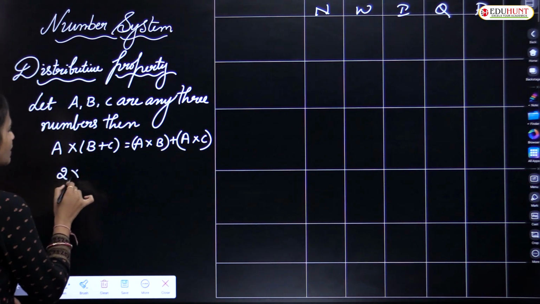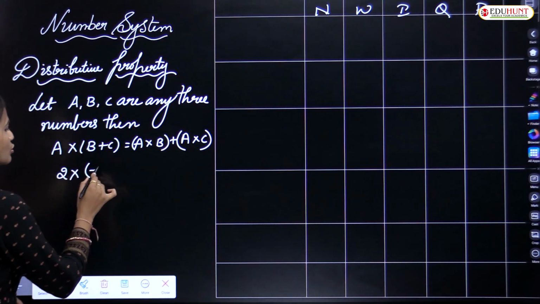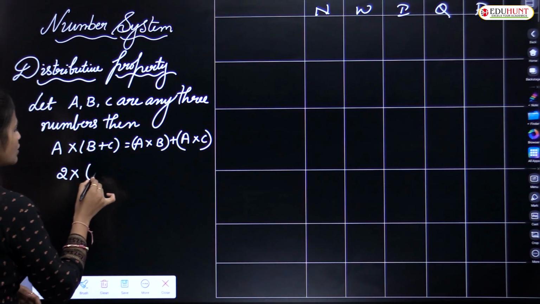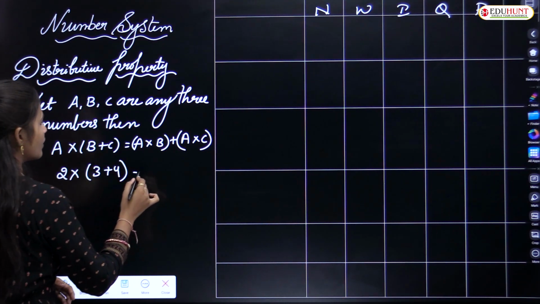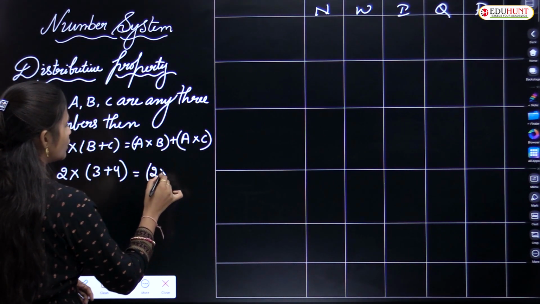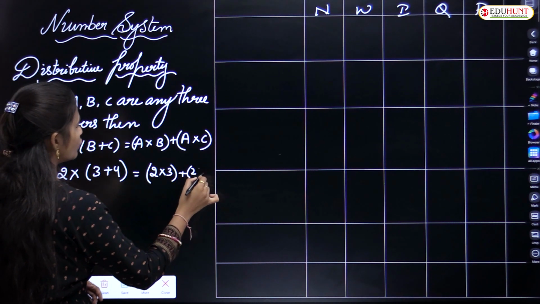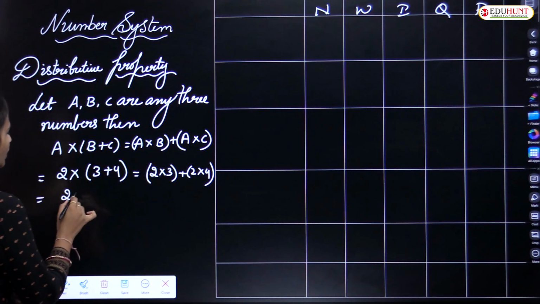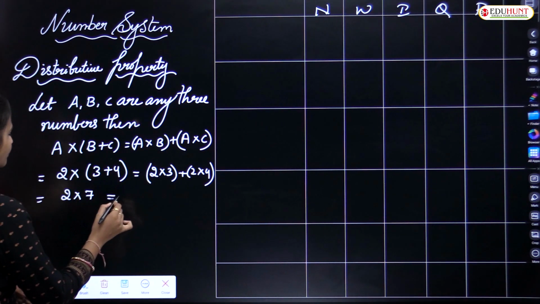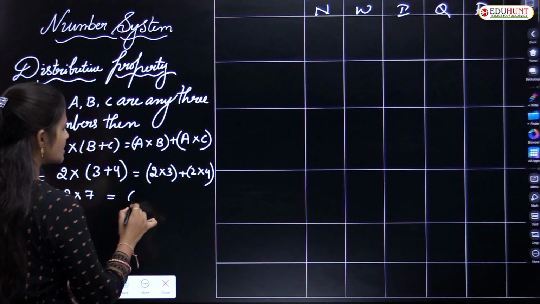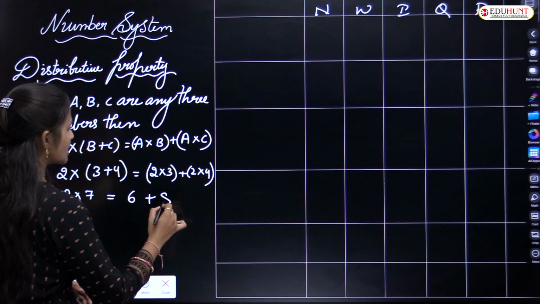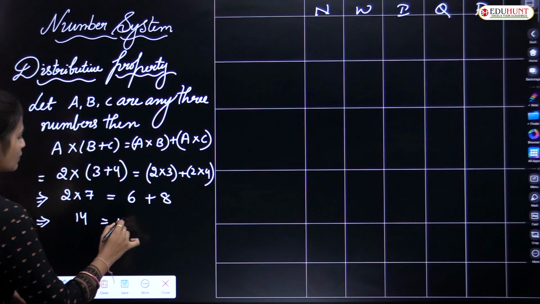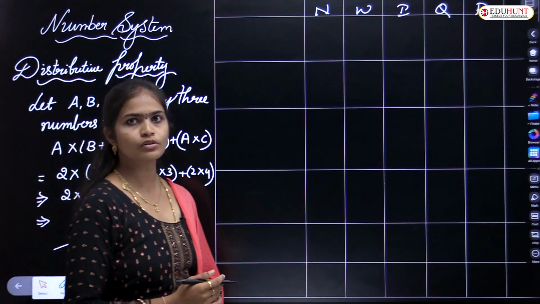So here take A equals 2, and B and C you can take for natural numbers, positive values, 3 plus 4. So 2 into 3 plus 4 equals 2 into 3 plus 2 into 4. How do you get this? 2 into 3 plus 4 is 2 into 7, which is 14. And 2 into 3 is 6, and 2 into 4 is 8. 6 plus 8 equals 14. So it is satisfying.